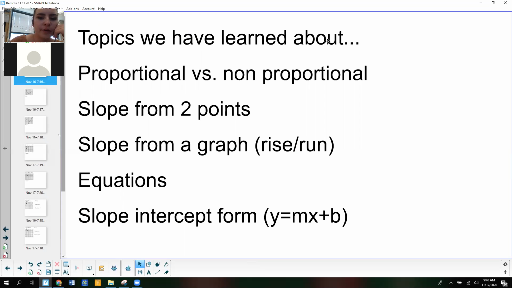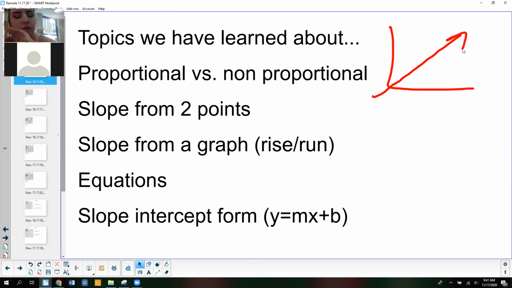So topics we have learned about so far. We've talked about proportional versus non-proportional relationships. This was from several weeks ago. Remember, guys, a proportional relationship goes through the origin, is a straight line. A non-proportional relationship is going to start not on the origin. So it's still going to be a straight line, but a non-proportional relationship starts elsewhere. We've also discussed getting the slope from 2 points. So that's kind of what we just did.